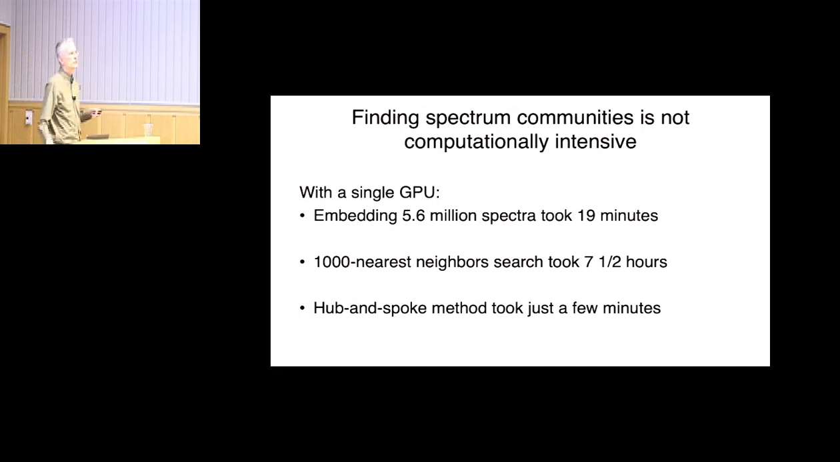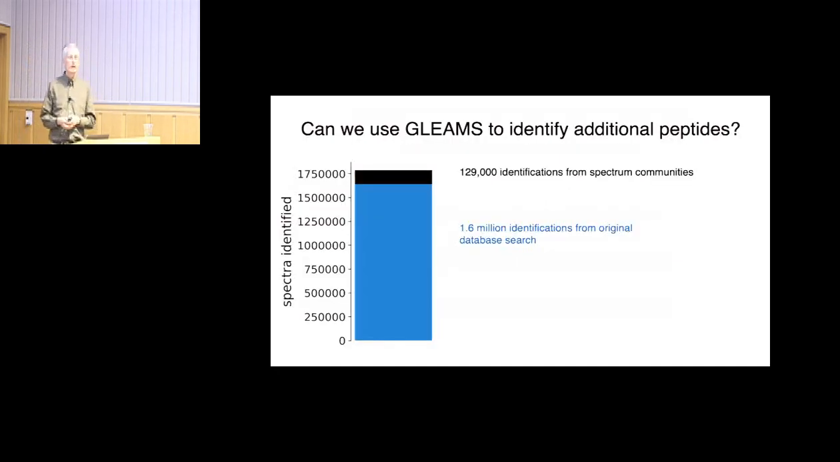So the question is, does this help us? What we would like to do ideally is say, okay, we've embedded these spectra. Some of them have labels. Can we now propagate additional labels on top of the ones that we had initially? I'm giving away the answer here, but of the 1.6 million in our data set of 5.6 million that were identified, we can get an additional about 8%. And I'll show you how that happens.